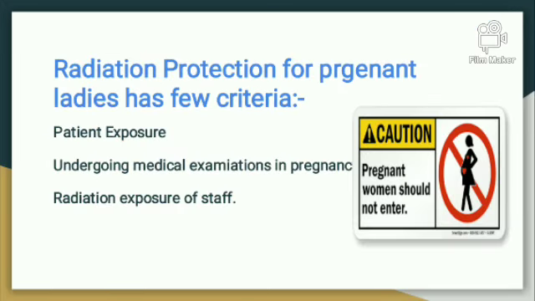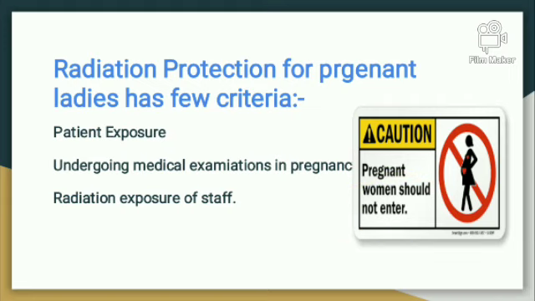So next thing is, there are a few guidelines given by ICRP 84. What it says is, when you are pregnant, you should consider the following criteria. First thing is patient exposure. Next thing is undergoing medical examinations in pregnancy. And finally is radiation exposure to the staff. So here it describes not only the regulations for the patient, but also how you will protect your staff, basically the female staff. Today I will discuss only the patient exposure, and I will not discuss the rest two topics. When you see this kind of sign, it is known as the pregnancy caution sign.